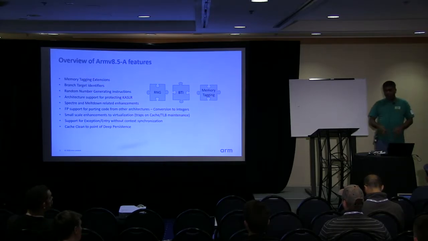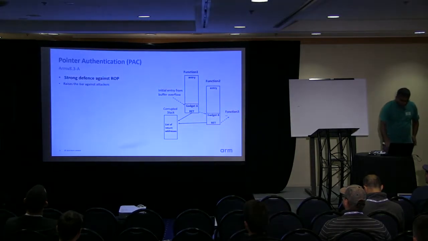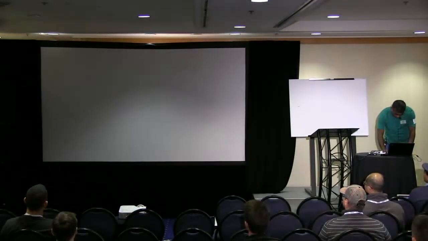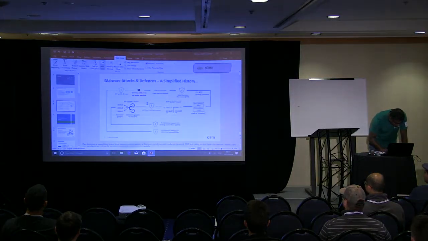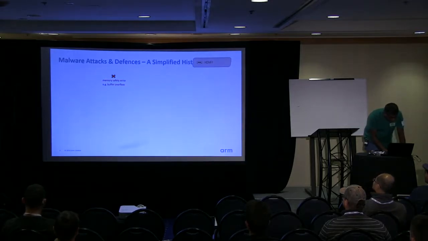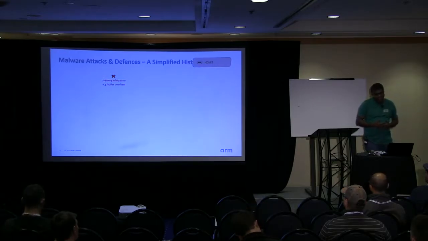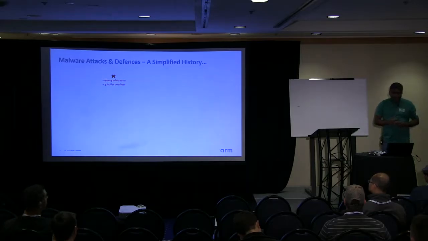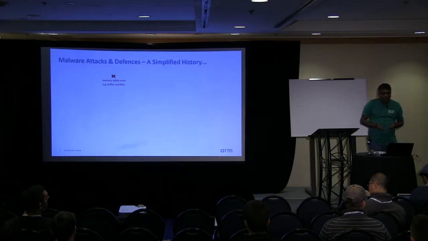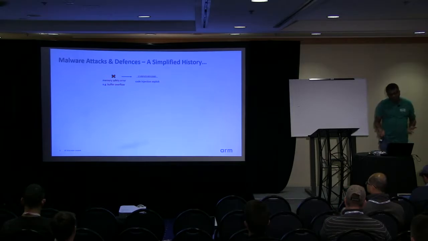However, I'm not going to try and cover all of this in the next 20 minutes. I'm going to fundamentally focus on some of the new security extensions that we have in V8.5. A lot of this starts around what I'm trying to cover, which is basically a simplified history of memory safety errors that have existed in C programs for a while.